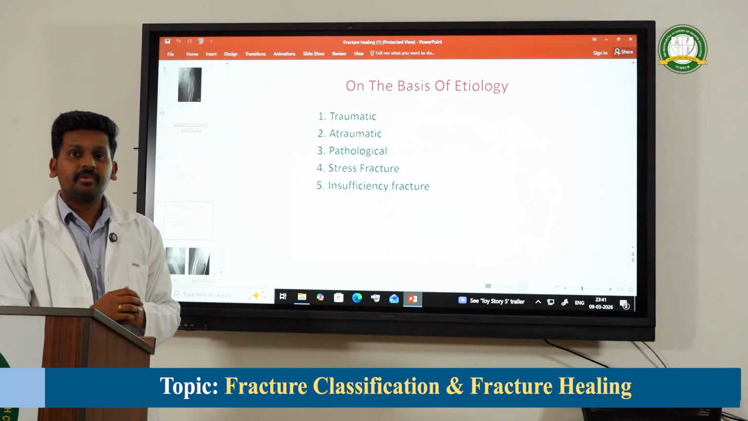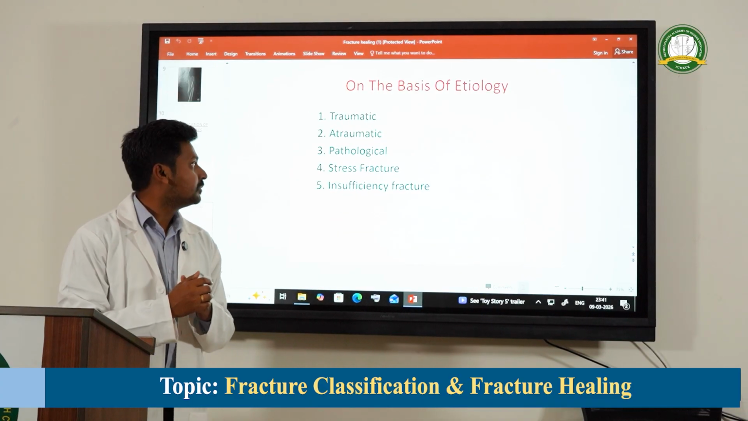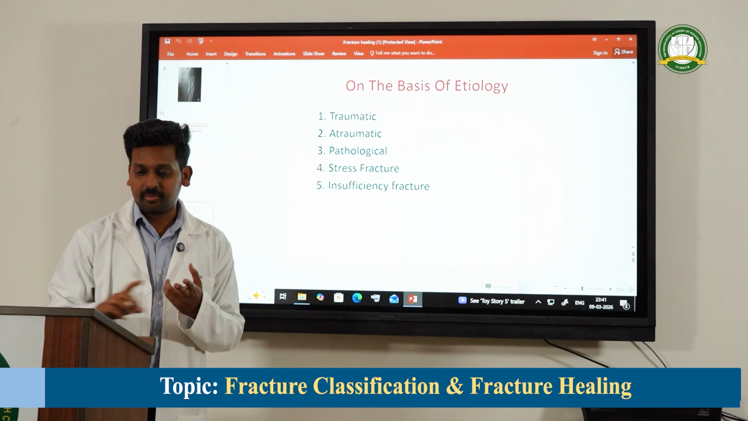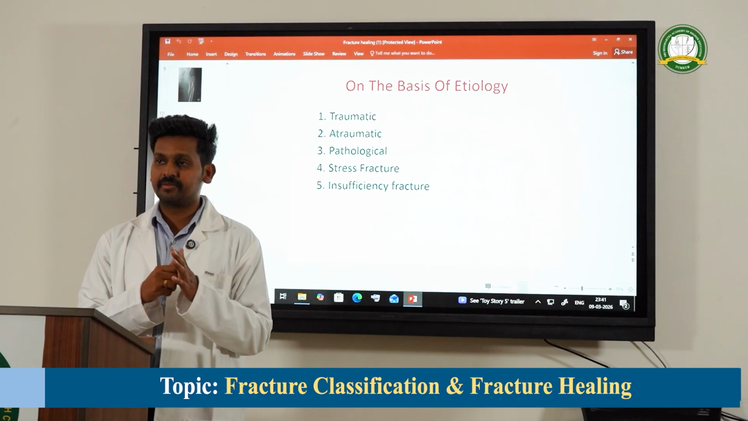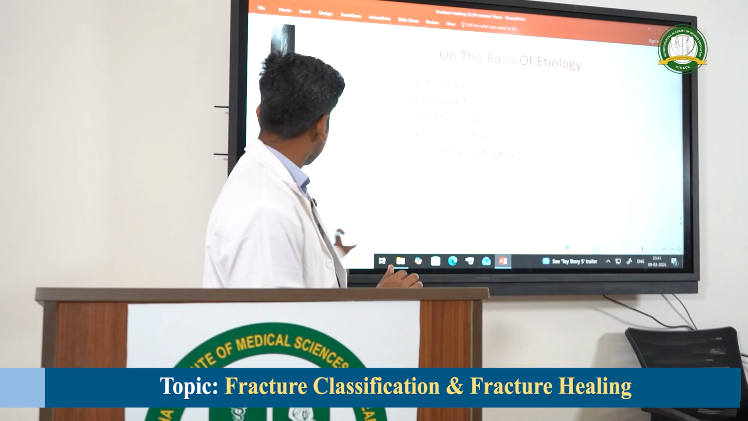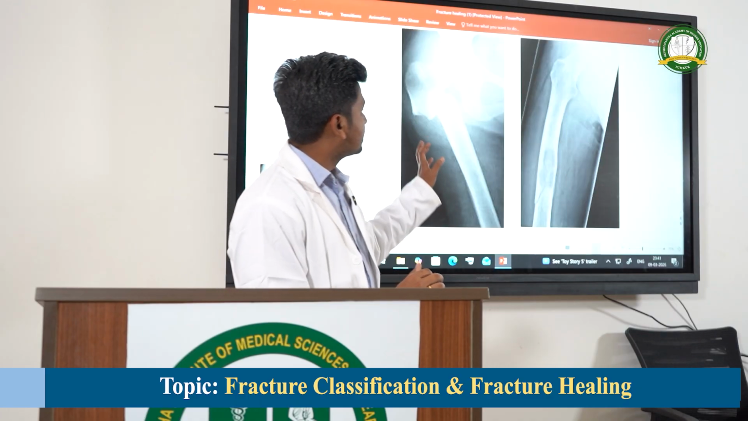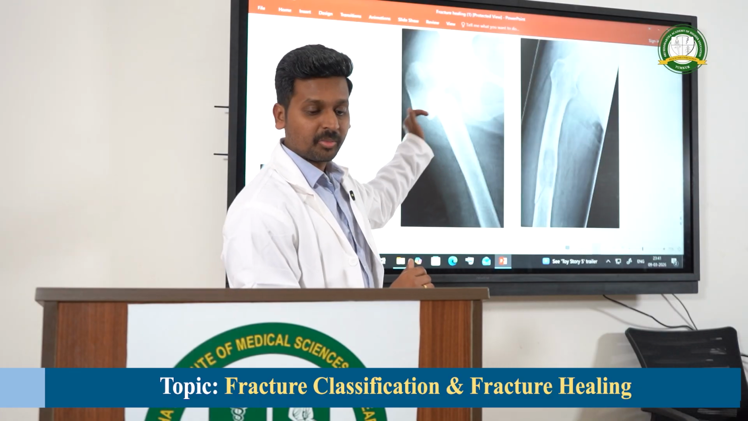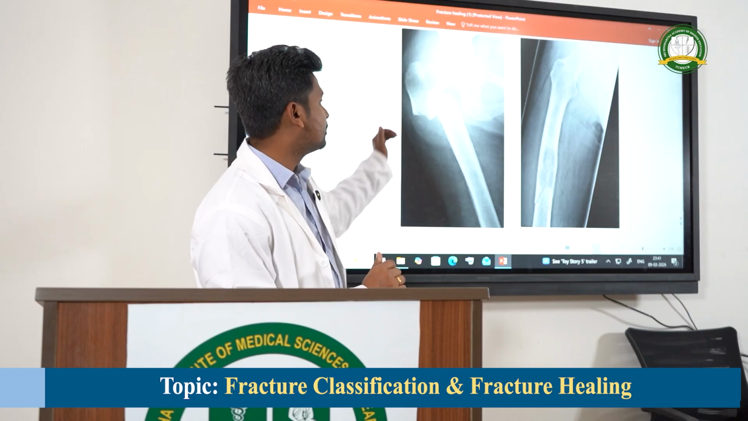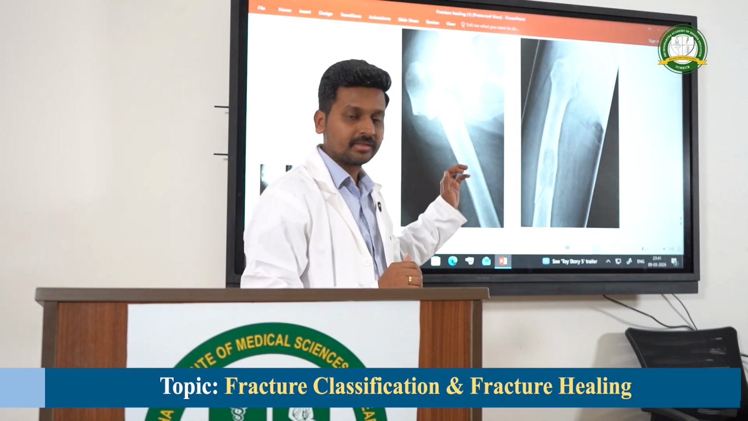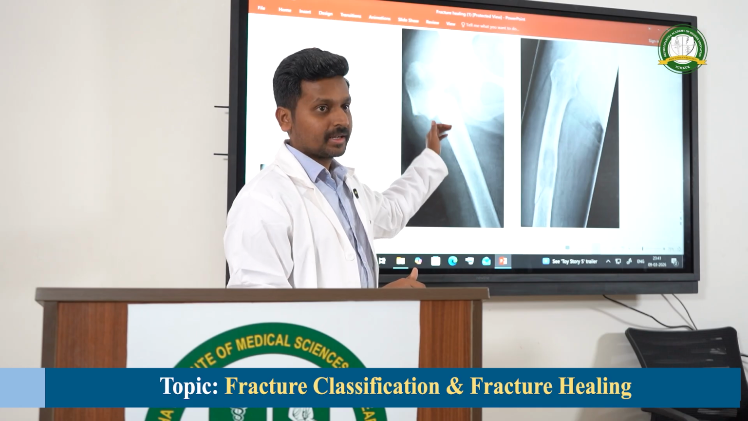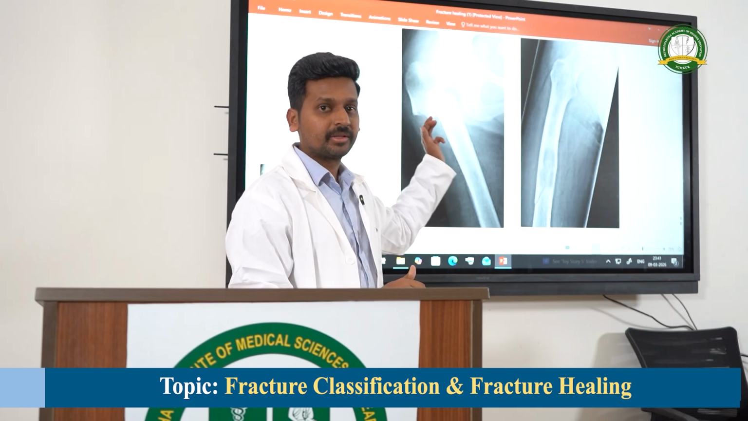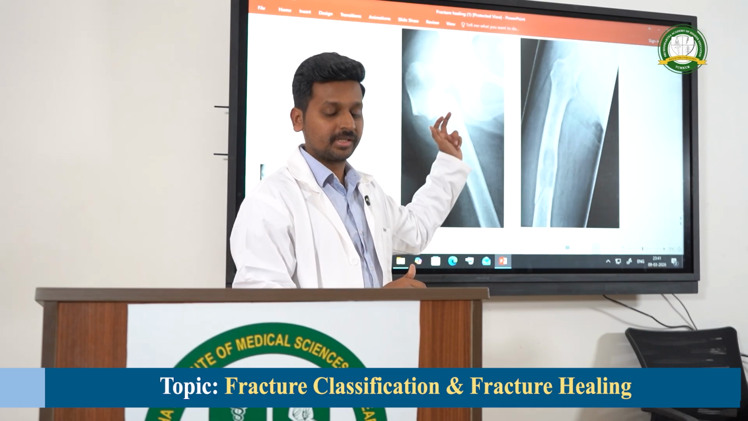On the basis of etiology, the cause of the fracture may be traumatic, atraumatic, pathological, a stress fracture or insufficiency fracture. What we see here is a pathological fracture. This is a fracture in the subtrochanteric region of the femur. This is a pathological fracture because this is a highly weight bearing region in the body, and the fractures around this are usually either pathological or due to high velocity injuries.